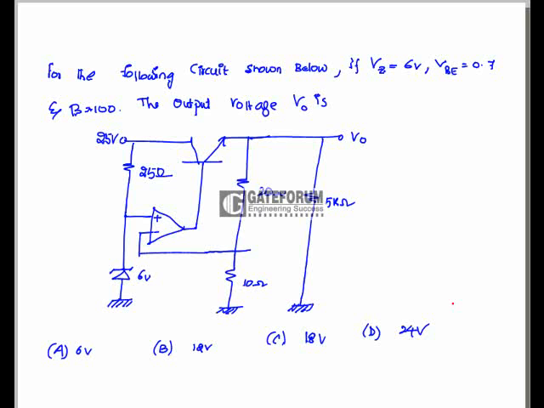In the circuit shown below, VZ is equal to 6 volts, VBE equals 0.7 volts, and beta equals 100. Find the output voltage V0. Here this is 6 volts, means here also 6 volts. If across 10 is 6 volts, then across 20 is 12 volts. So complete V0 is going to be 18 volts, that is option C is correct.